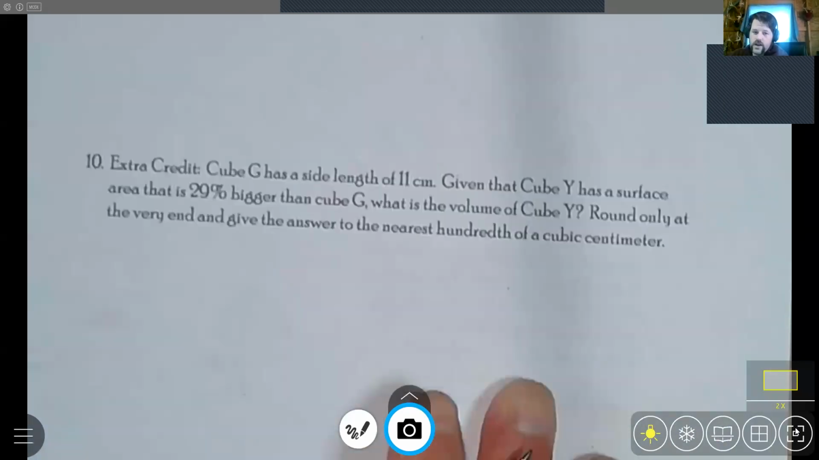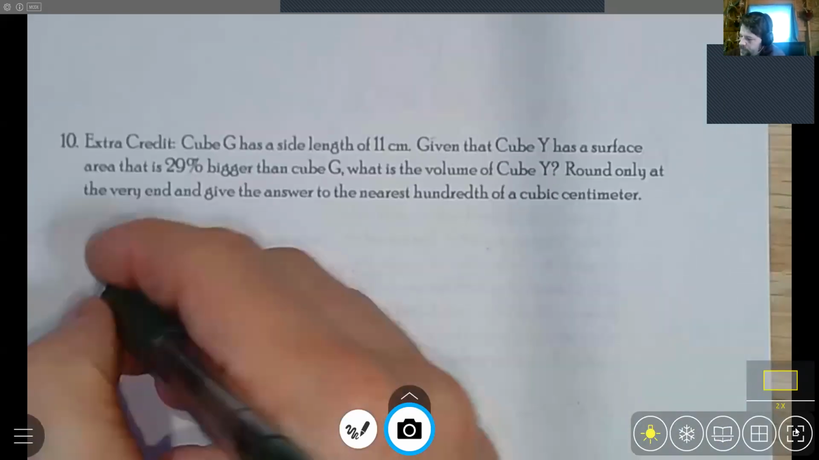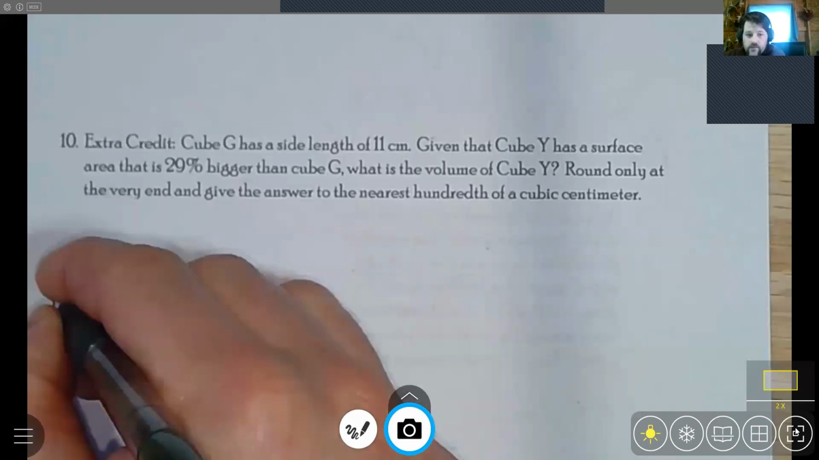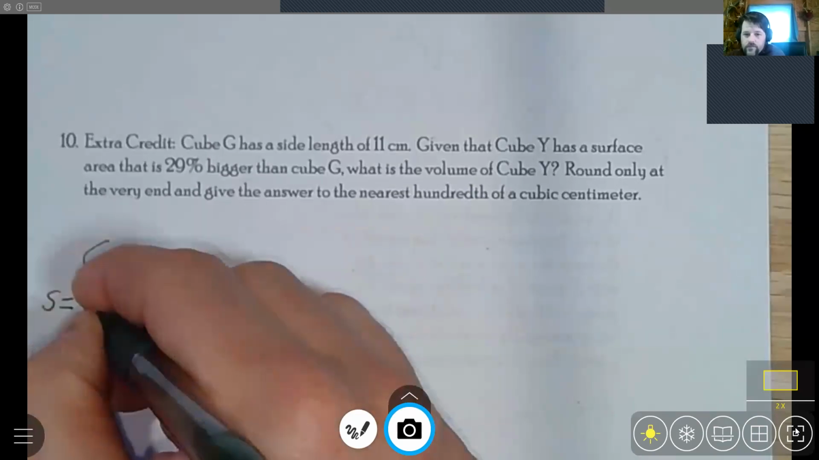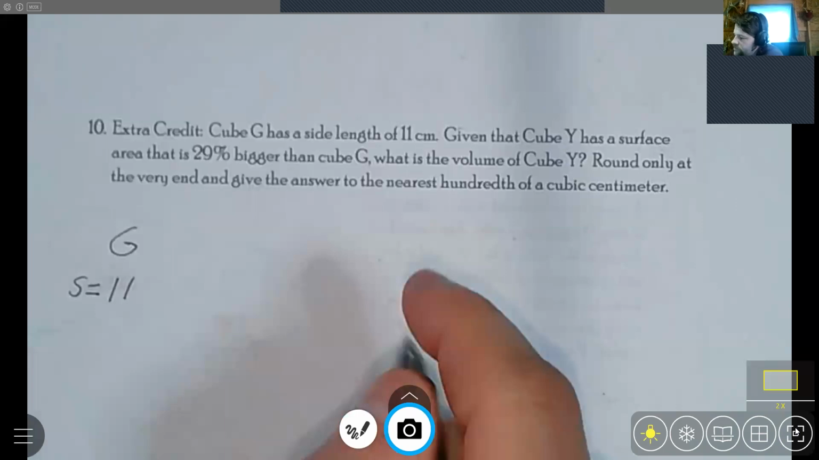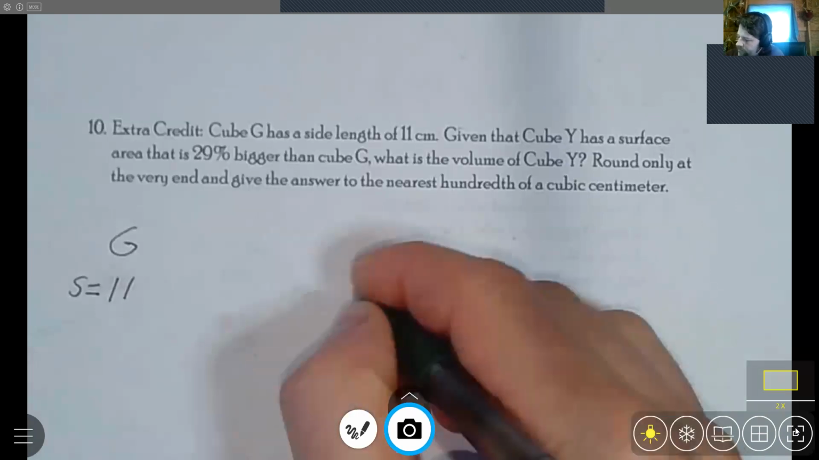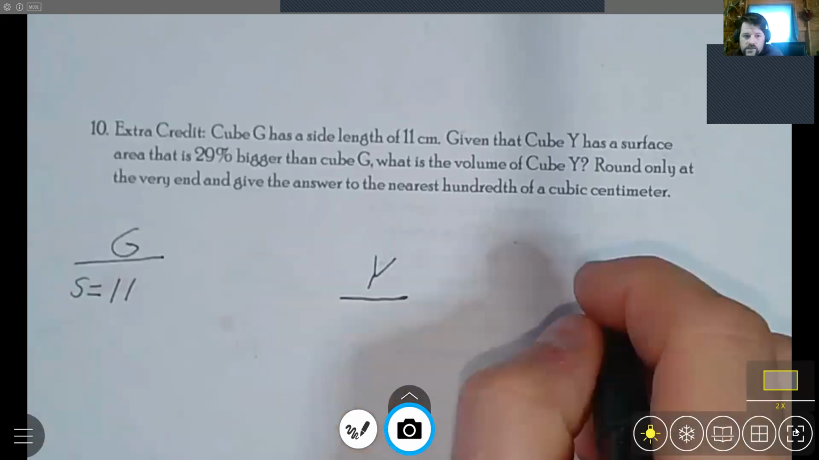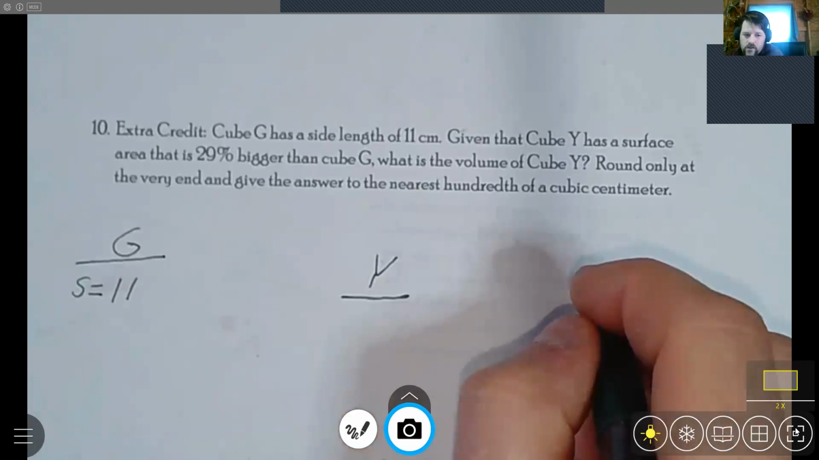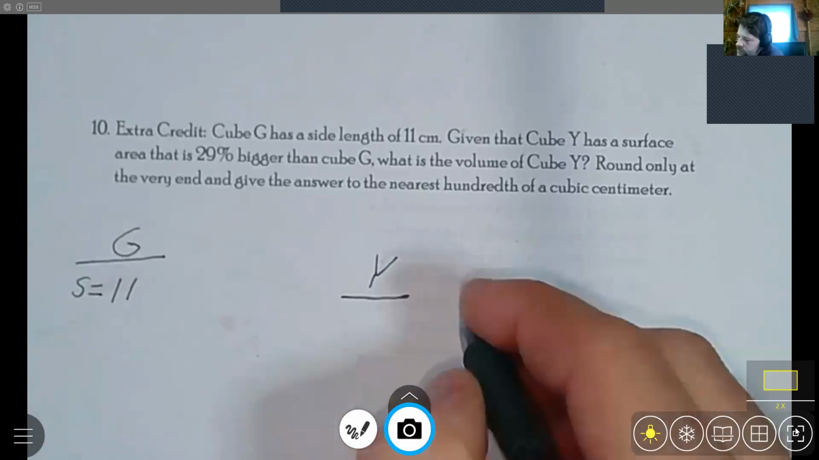All right, and then the extra credit. Cube G has a side length of 11. And cube Y has a surface area that's 29% bigger than cube G. This is extra credit, by the way.